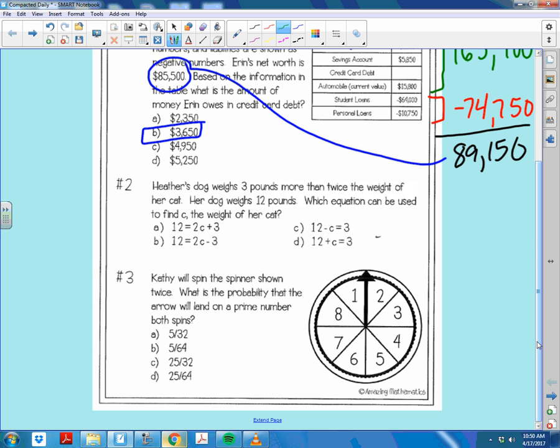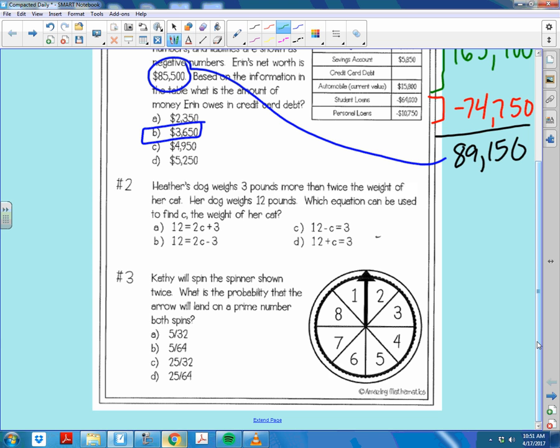Heather's dog weighs 3 pounds more than twice the weight of her cat. Her dog weighs 12 pounds. Which equation can be used to find C, the weight of her cat? Someone tell me how they did it, Labib. So I know her dog weighs 12 pounds. So I did 12.